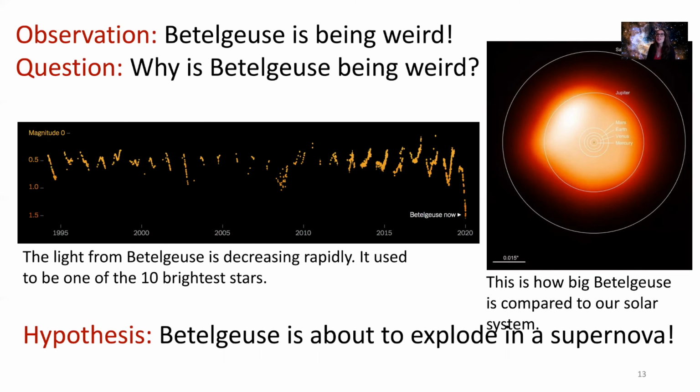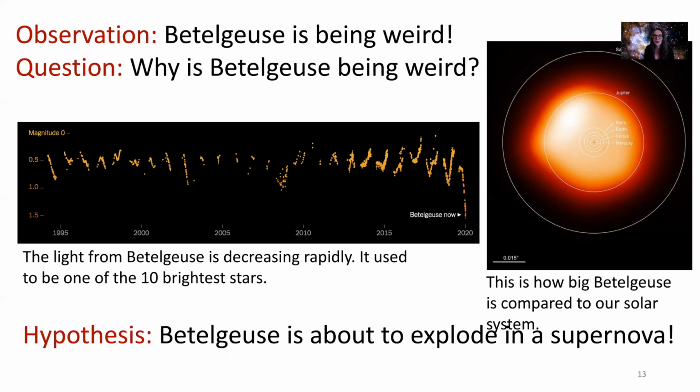And here we have the scientific method applied to astronomy. That's what we do all the time within astronomy, using the scientific method. Our observation is that Betelgeuse is behaving really unusually. And our question is, why is Betelgeuse behaving so unusually?